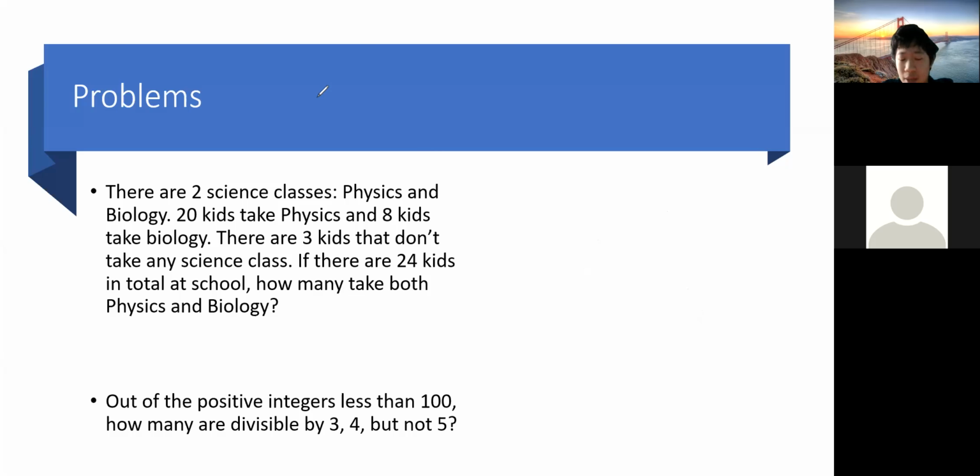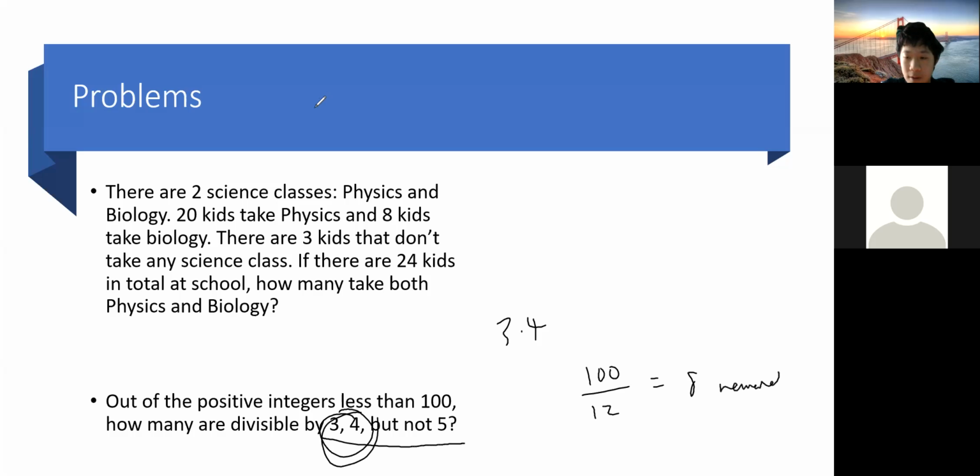This is one of the simpler problems. 3, 4, but not 5. Well, you could just find the number of 3 and 4s and then subtract out the number that has 5. How many positive integers less than 100 are divisible by 3 and 4? Well, that means it's divisible by 3 times 4, which means divisible by 12. Now we know that 100 divided by 12, well, that's going to be 8 with a remainder of something, right?